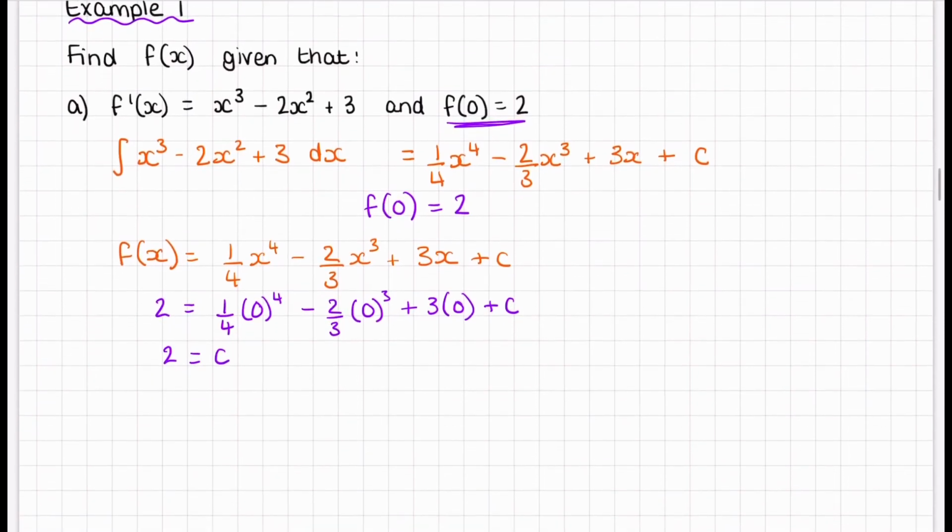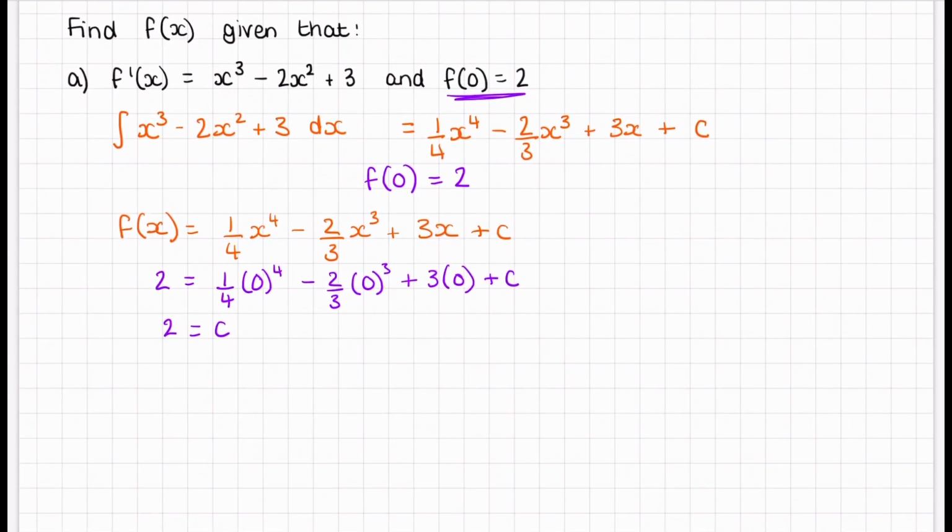And so the final function, because the question asks us to find f of x, so f of x equals a quarter x to the power of 4 minus 2/3 x cubed plus 3x plus 2. So when you're finding the value of c, you do your integral as you would normally. You sub in values you've been given for the original function so you can find out what c is.